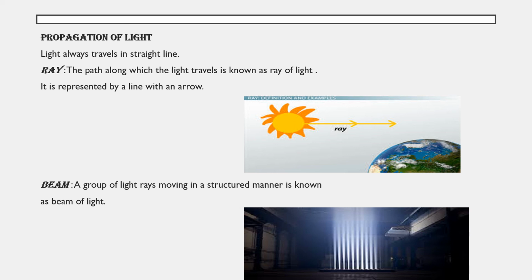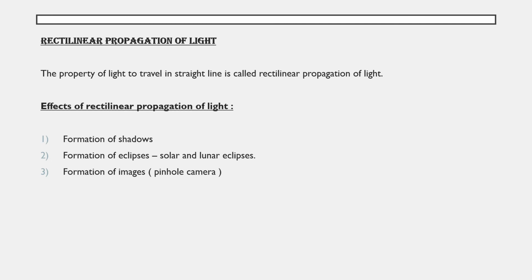Next, coming to rectilinear propagation of light. The property of light to travel in a straight line is called rectilinear propagation of light. There are certain effects of rectilinear propagation of light. First one is formation of shadow. Second, formation of eclipse, which includes solar and lunar eclipse. And third, formation of image. In this, we will read about pinhole camera.